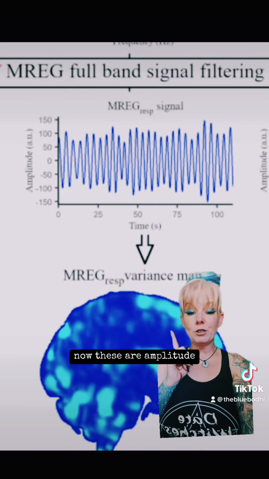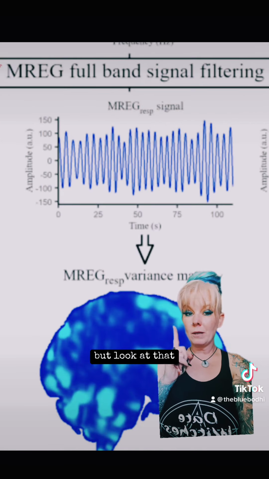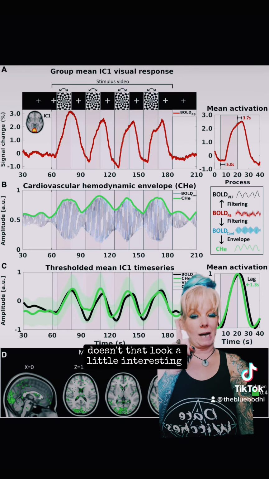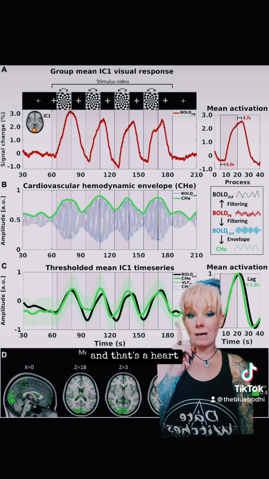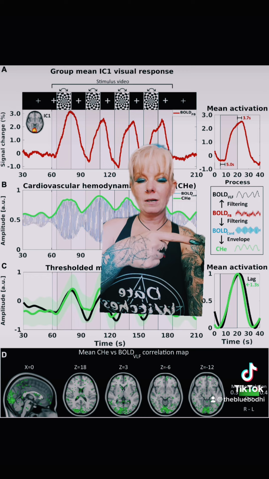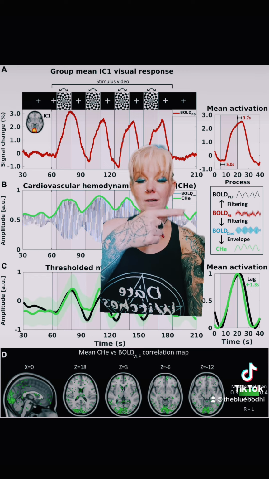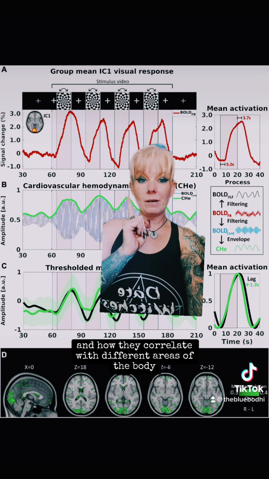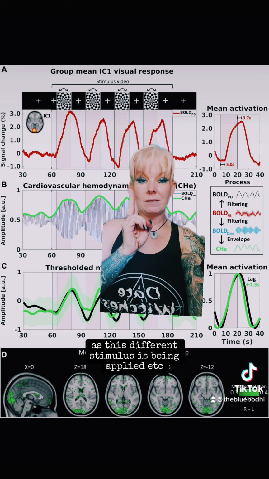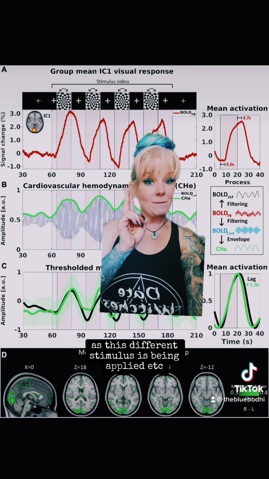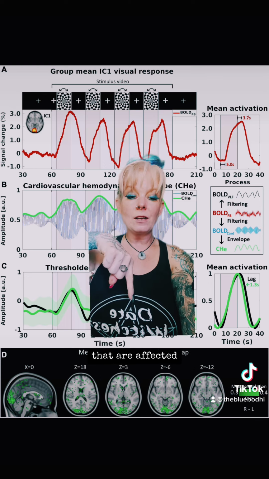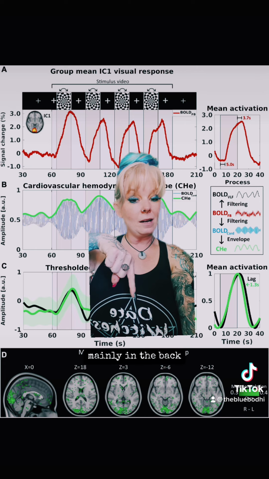Now, these are amplitude, not hertz, okay? But look at that. What about some of that? Look at that thing in the middle. Doesn't that look a little interesting? And that's a heart. That's a heart rate. But what I want you to look at is this right here. Look at the different waves and how they correlate with different areas of the body as this different stimulus is being applied, etc. And I also want you to look down here at the different parts of the brain that are affected, mainly in the back.